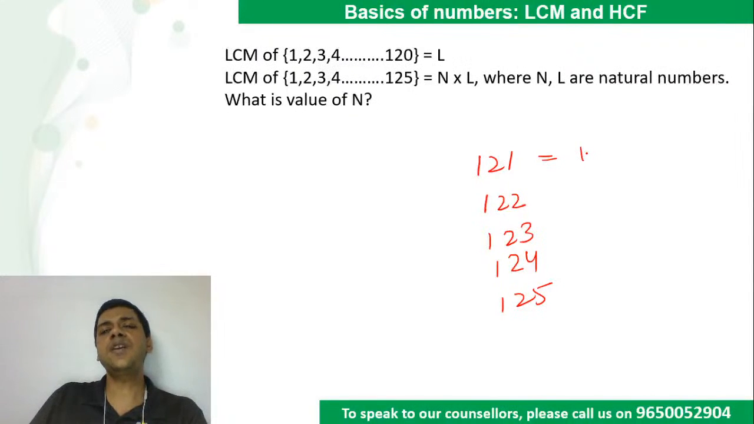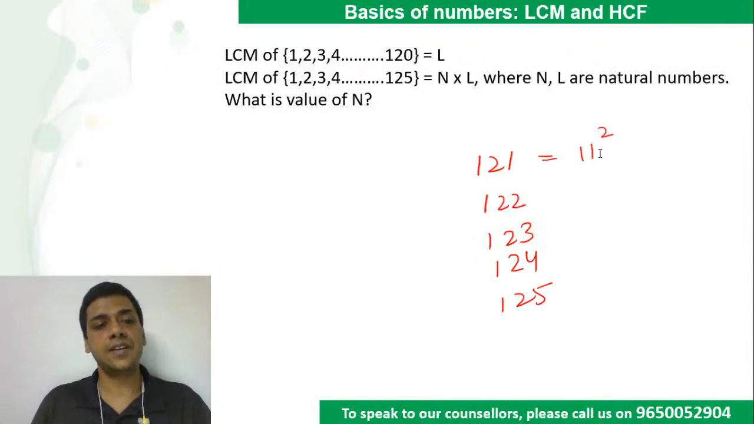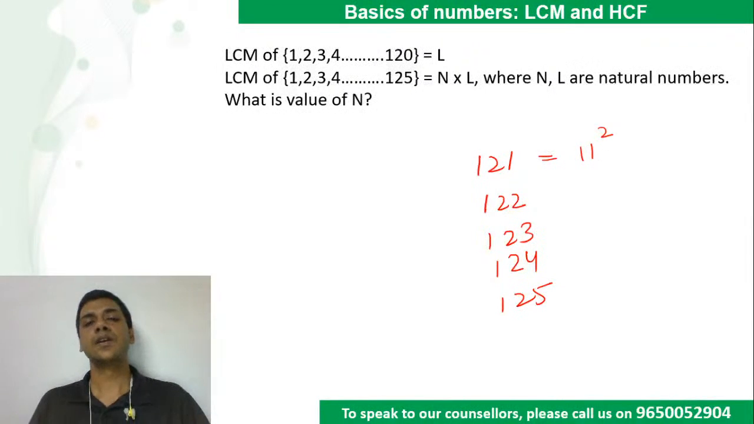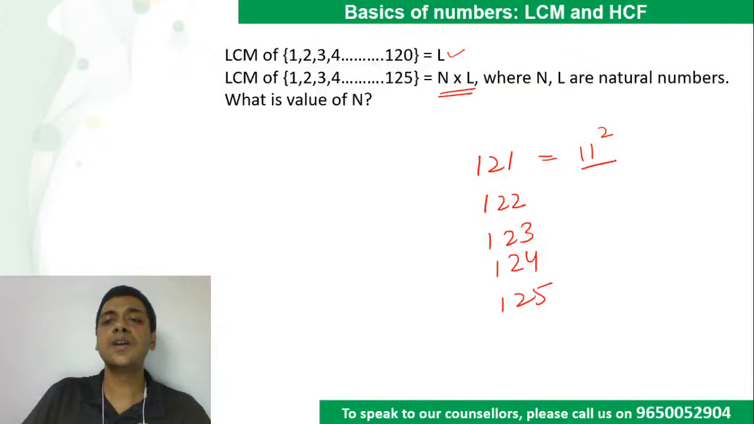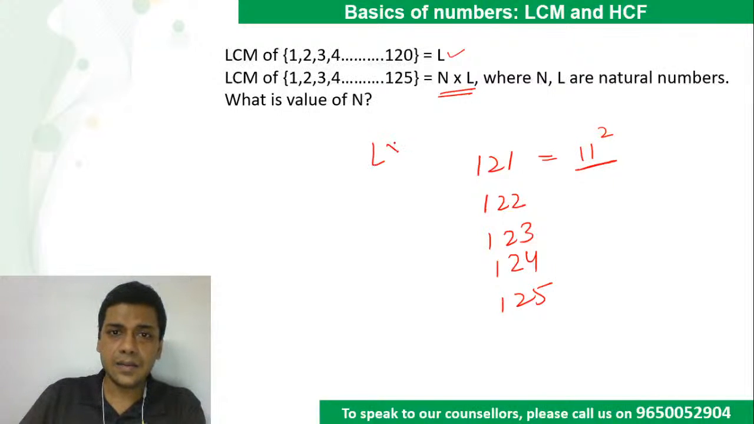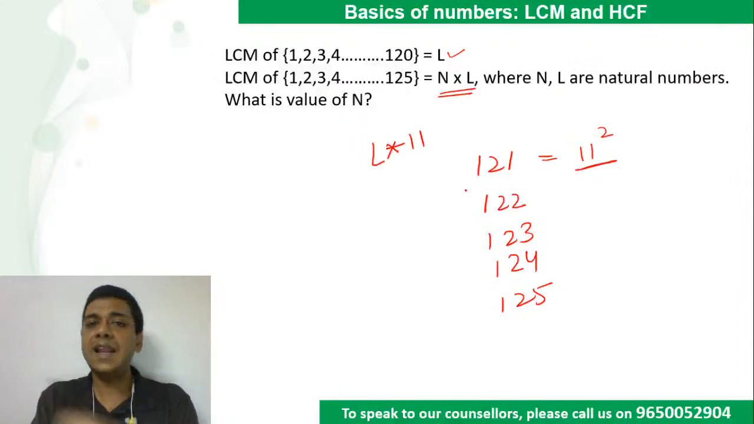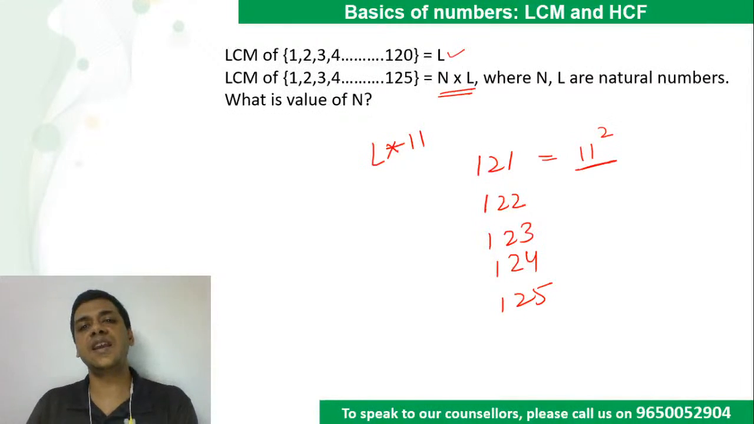Now what is 121? 121 is 11 square. Now can I say L is a multiple of 11? Because there are a lot of numbers which are multiples of 11 till 120. So there will be a number 11, there will be a number 22, 33 and so on and so forth. So L is a multiple of 11, but L into N has to be a multiple of 11 square because 121 is included now. So in L, I have to multiply an 11 to make it a multiple of 121. L was already a multiple of 11. To make it a multiple of 11 square, I have to multiply an additional 11.